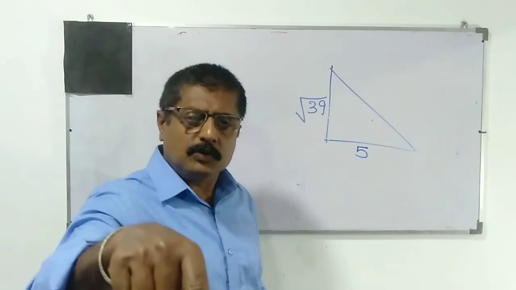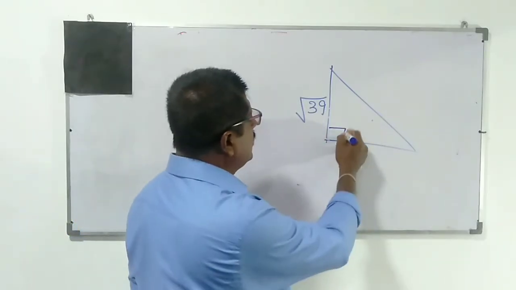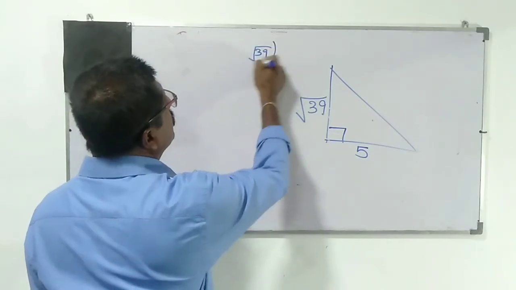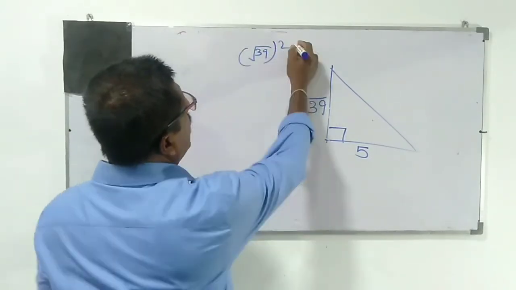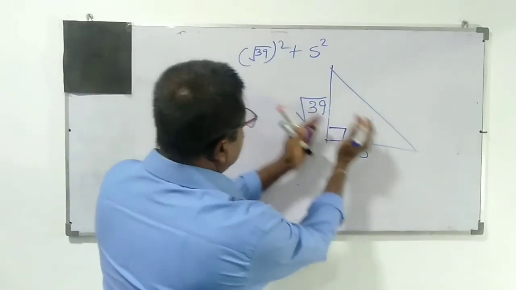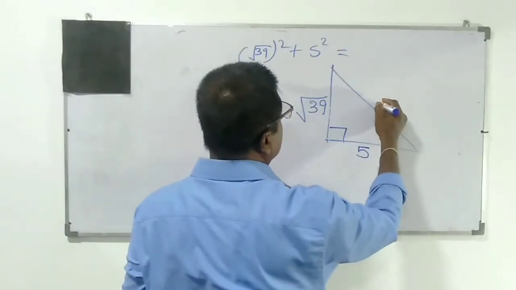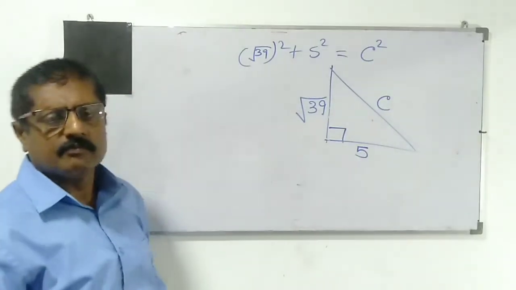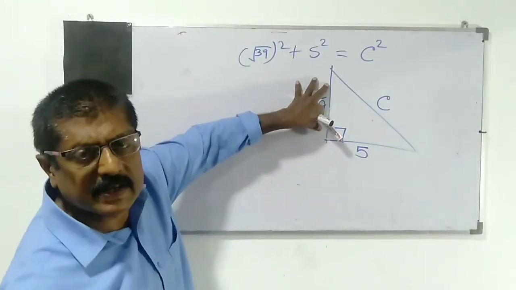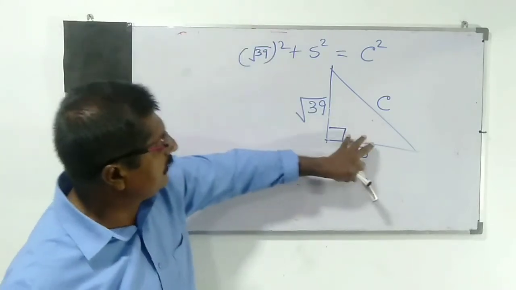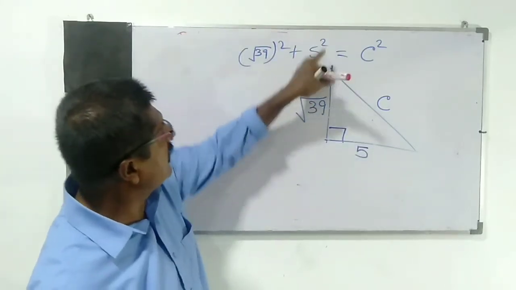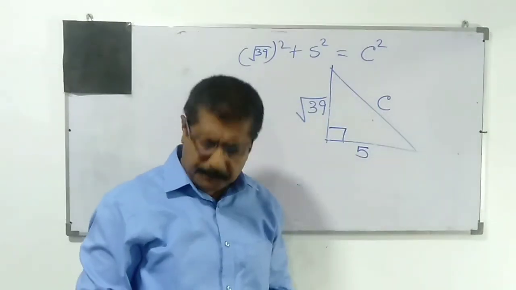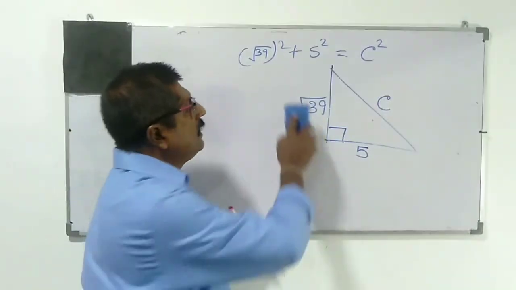And now, you can apply your knowledge like this. This side, root 39 squared, plus 5 squared. This side squared plus this side squared equals c squared. This side root 39, square of that. This side 5, the square of that. Add them together, then you get the square of the other side, the hypotenuse.